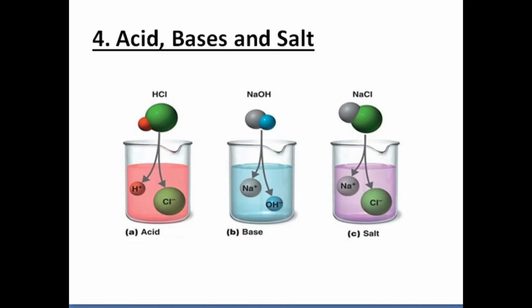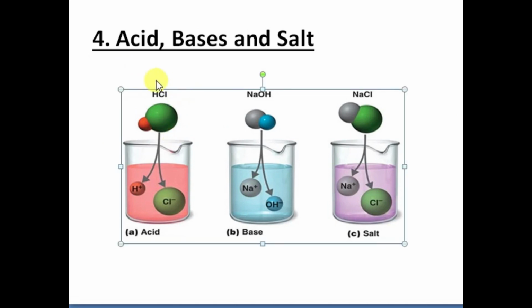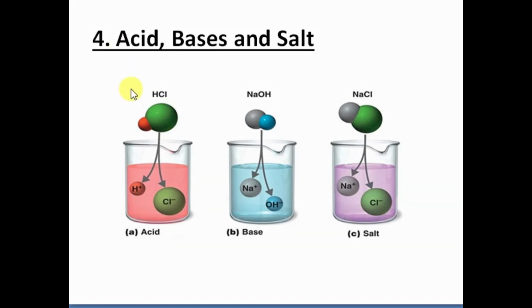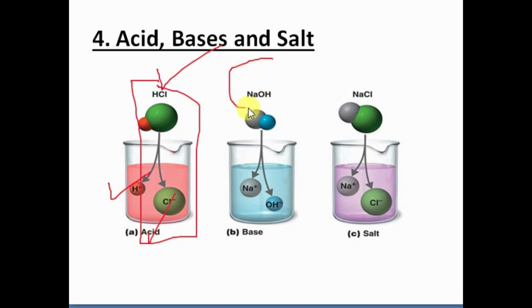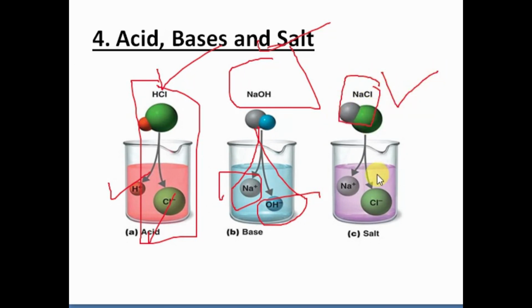Here, acids will liberate H plus ions. So here you'll see HCl. HCl is an example of acid. So HCl will liberate H plus and Cl minus ions. This is an example of base. NaOH is an example of base. NaOH will liberate into Na plus and OH minus. And NaCl is an example of salt. So this will liberate Na plus and Cl minus. Now we'll study about each of them in great detail in the coming lessons.